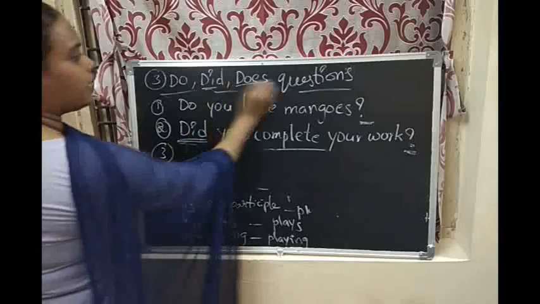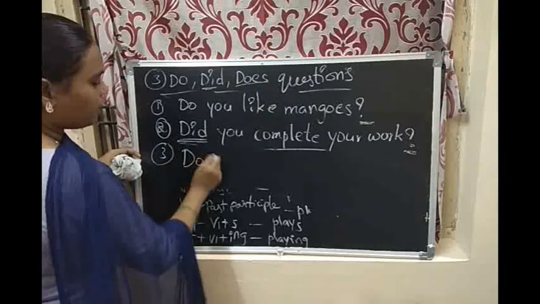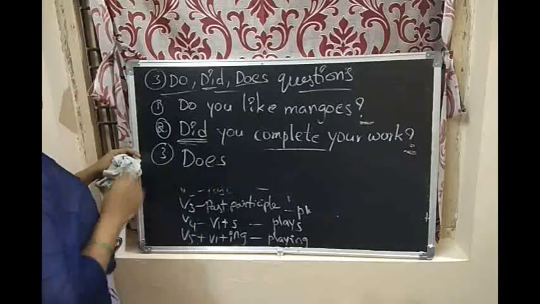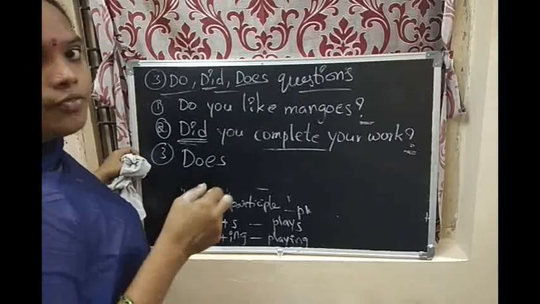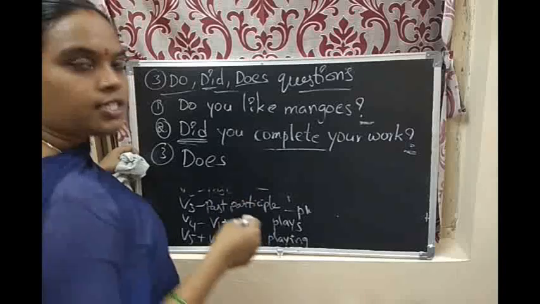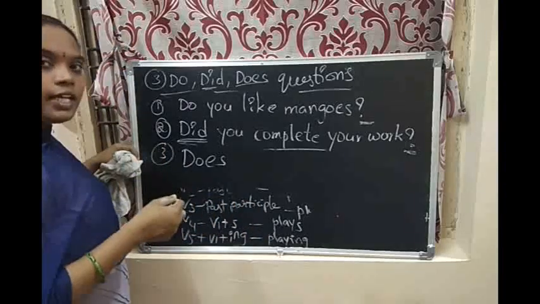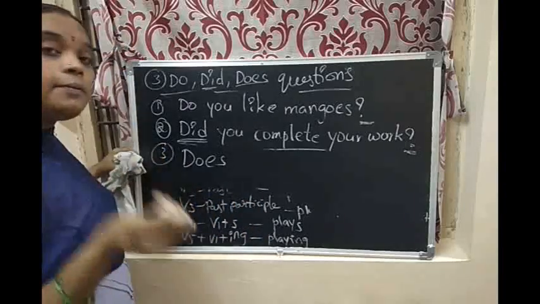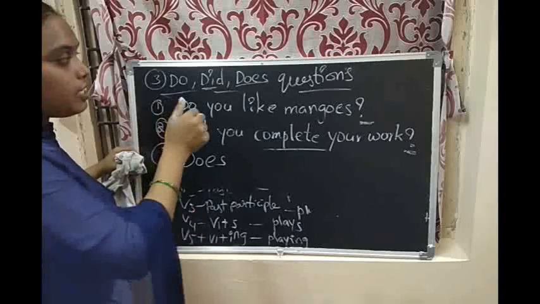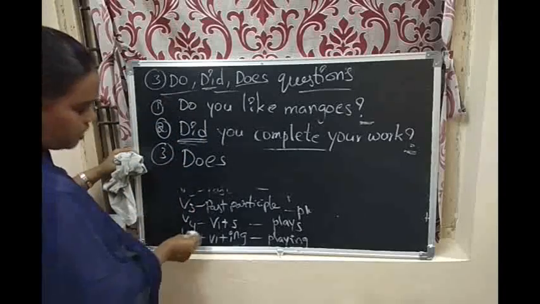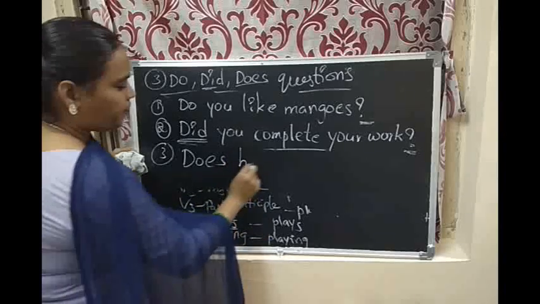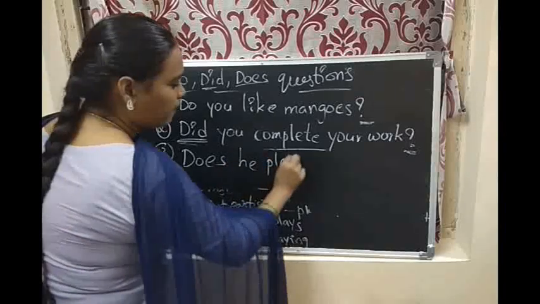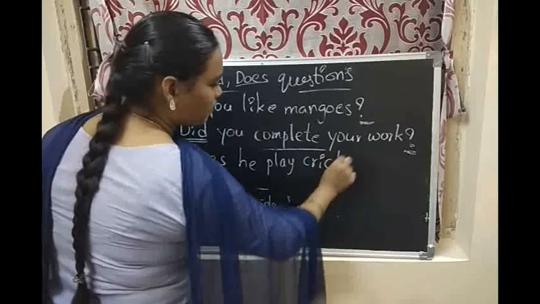Next one: does. See here where we have to use does. Does is always used in present tense. We are talking about the present, so for the third person singular we can use does, with V1. So, does he play cricket?